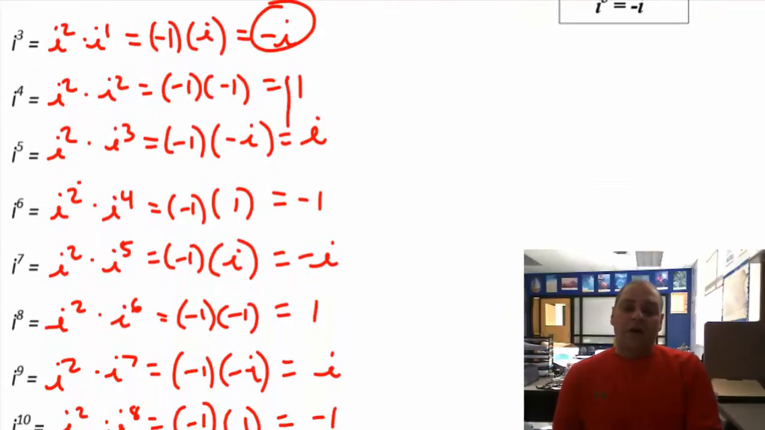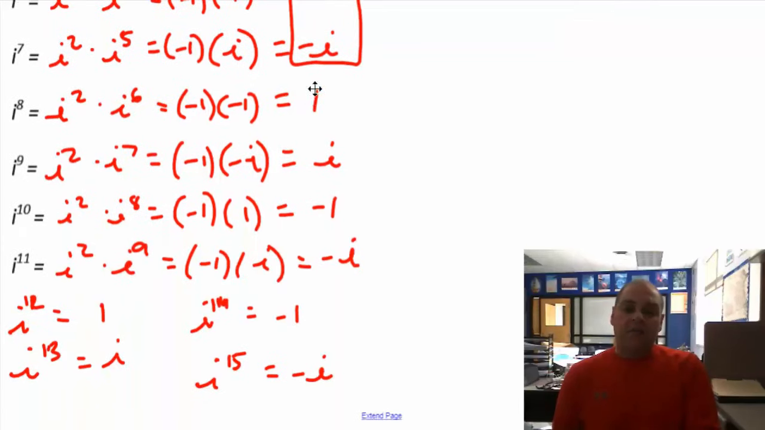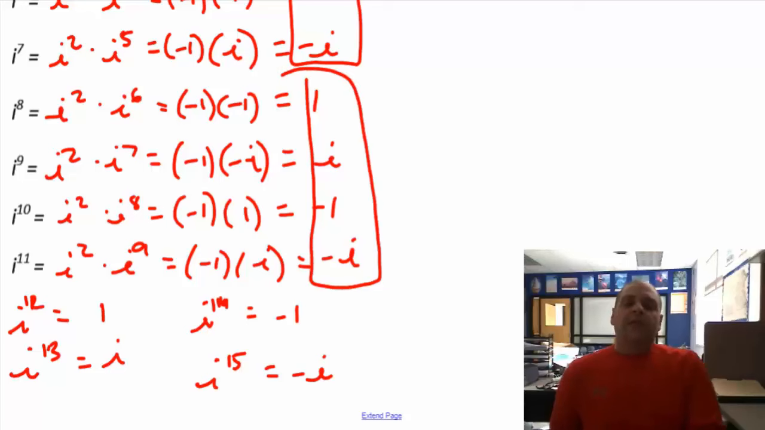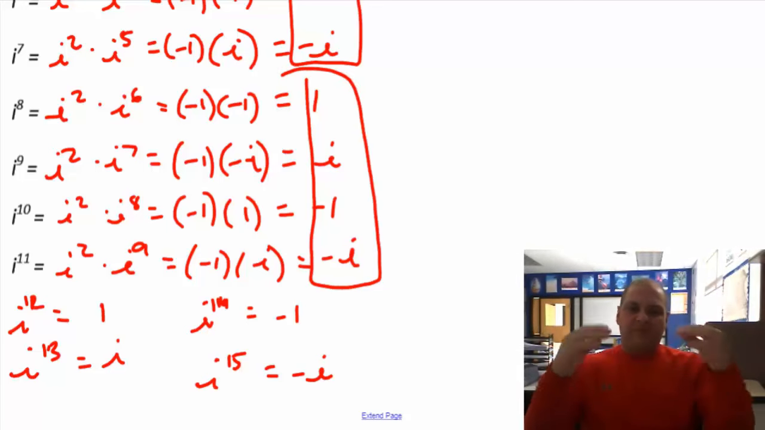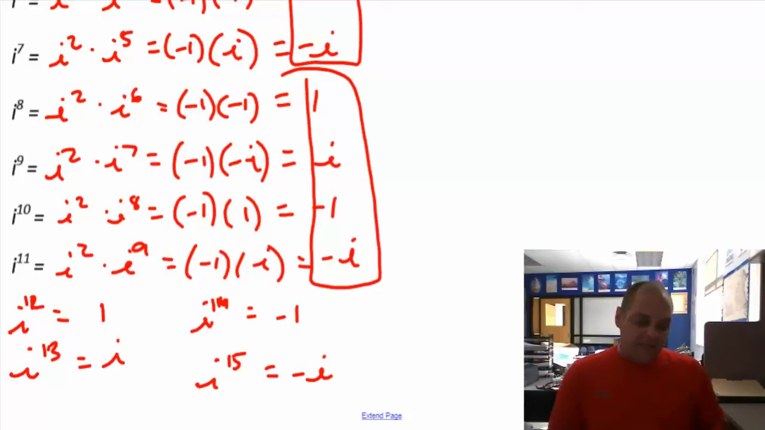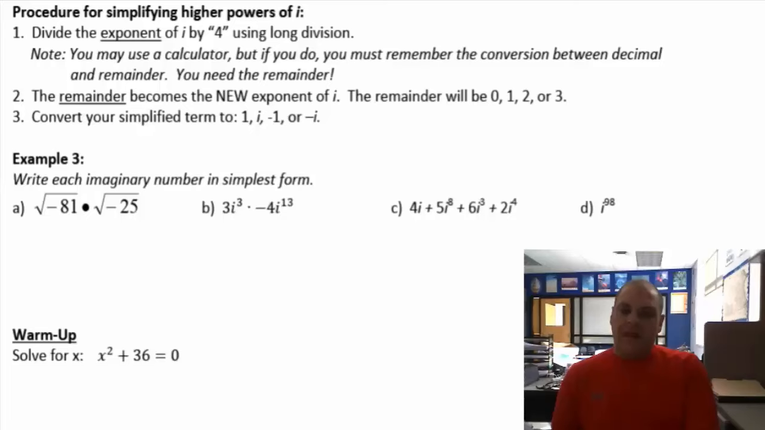1, i, negative 1, negative i. 1, i, negative 1, negative i. The pattern repeats every 4. So if you could just chop off blocks of 4, the remainder is going to be the new exponent. And that's how we're going to do these powers of i. It'll take a little bit of practice, but it really isn't bad.